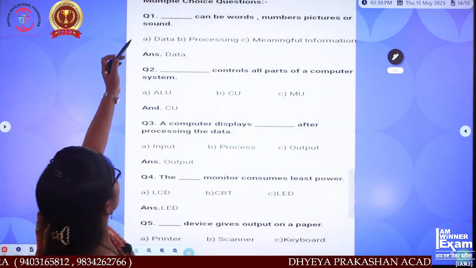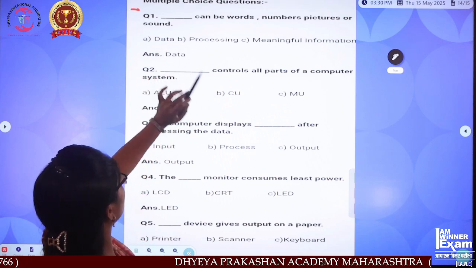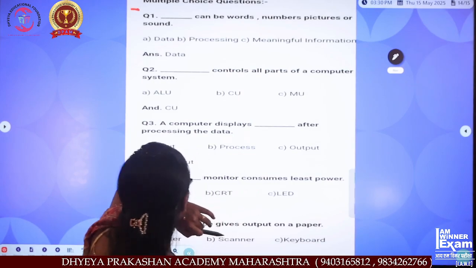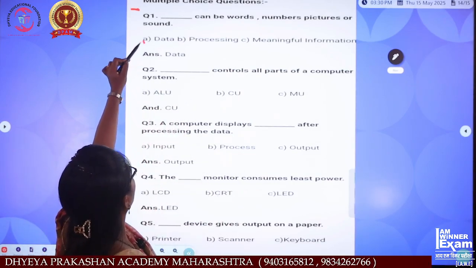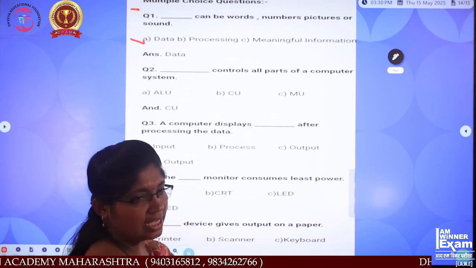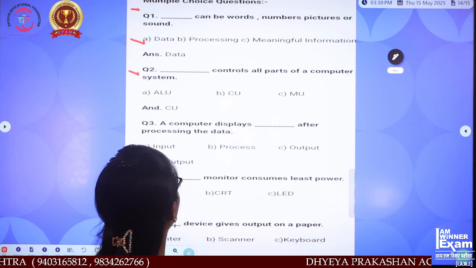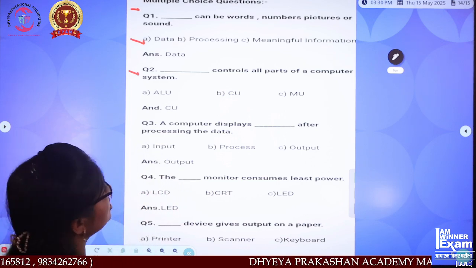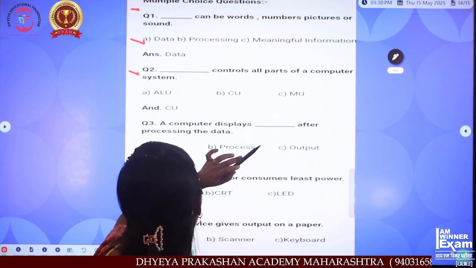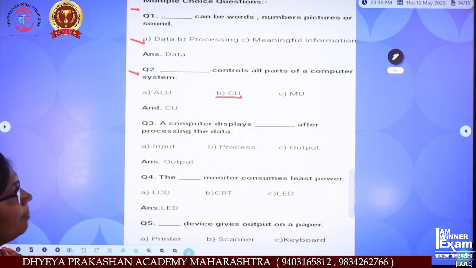Next questions, multiple choice questions. First one: can be words, numbers, pictures or sounds. Data, processing and meaningful information. The correct answer is data. Data can be words, numbers, pictures or sounds. Next question: control all parts of a computer system. ALU, CU and MU. Correct answer is CU. CU controls all parts of a computer system.